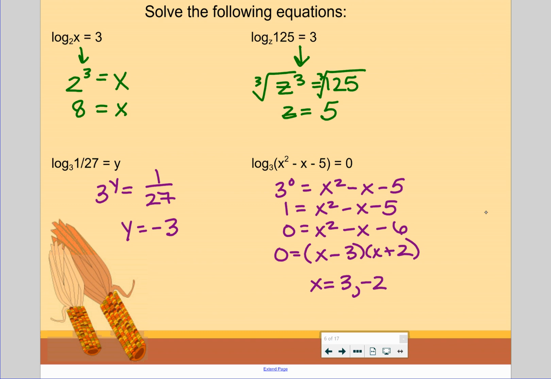So when I write with exponents, I get 3 to the 0 power equals the quadratic, sorry. We know anything to the 0 power is 1, and then we know how to solve a quadratic. We've got to get it equal to 0. In this case, it factors, and then our factors give us our 2 solutions. All right, what questions do we have here? Anything?